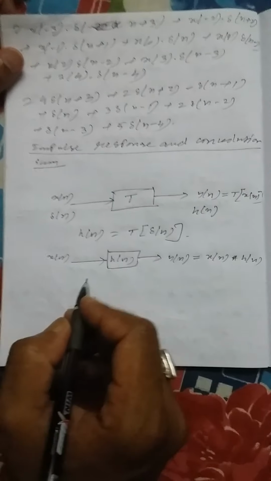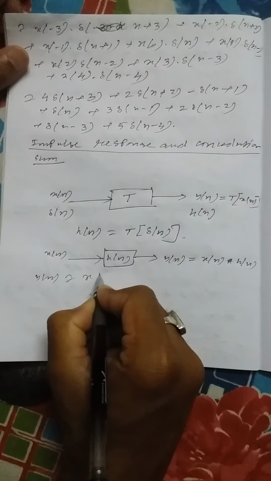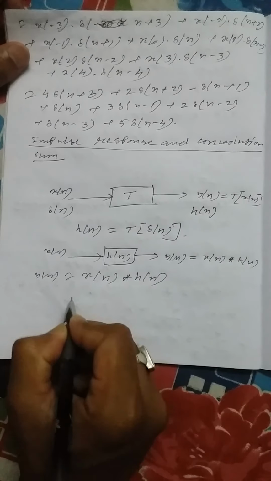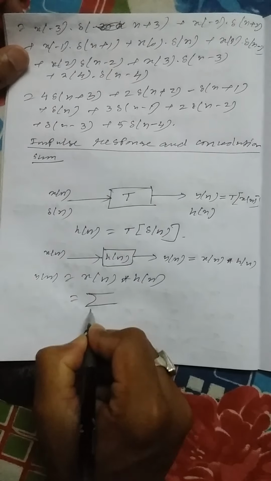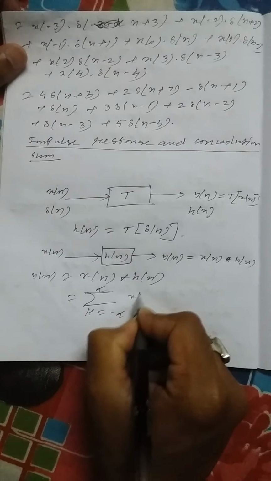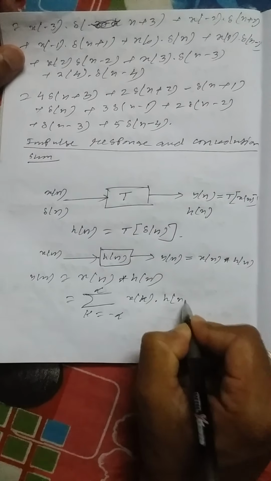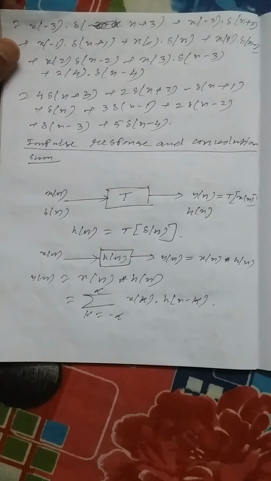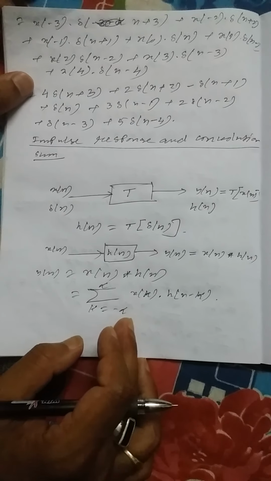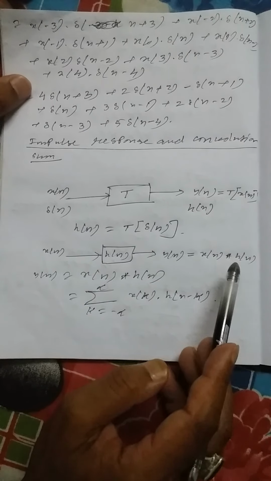Now what is the formula of convolution? y[n] equal to x[n] convolution h[n] can be written as the summation for k equal to minus infinity to infinity of x[k] h[n minus k]. This is the formula of convolution, and this is called the convolution operator.